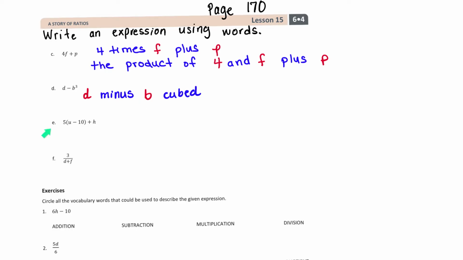Okay, let's look at E now. So let's read it. This 5 next to the parenthesis means times. So we're going to say 5 times whatever's in the parenthesis plus h. Once again, don't forget, if there's no sign in between the number and the parenthesis, that means times. Let's write it.